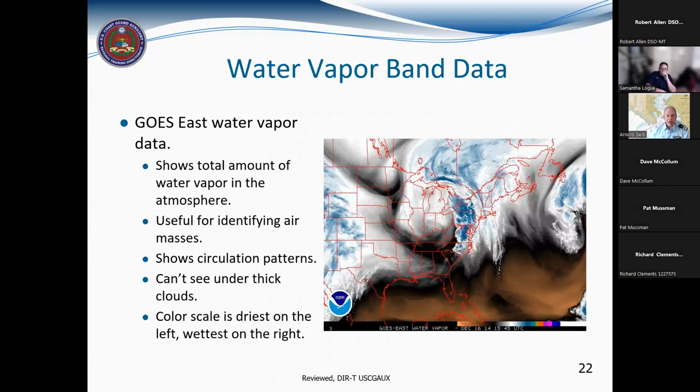And then lastly, we have water vapor band data, and here is GOES East water vapor data. This shows the total amount of water vapor in the atmosphere. It's useful for identifying large air masses and shows circulation patterns, but you can't see under thick clouds. And the color scale is driest on the left and wettest on the right as you look at the bottom.